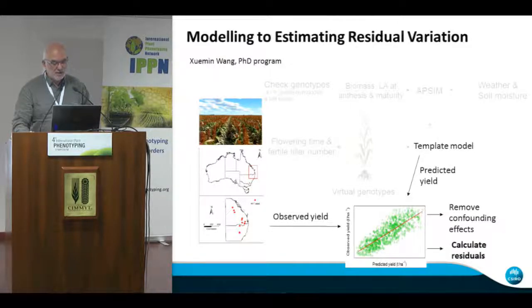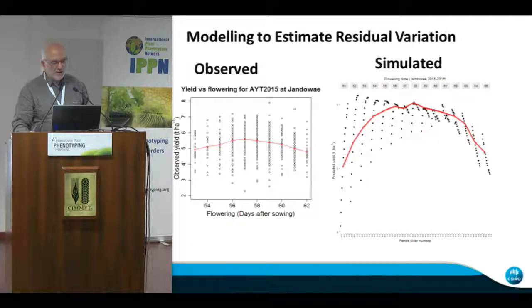And you can then compare that with what you actually observe and look at whether we remove the confounding effects of those two variables, and you can calculate the residuals. And the first crack at that, and hopefully we'll get better experiments this year, this is the observed yield against flowering time, and these are just all the observations from the genotypes in the trial, and this is just sort of the average response to flowering time.